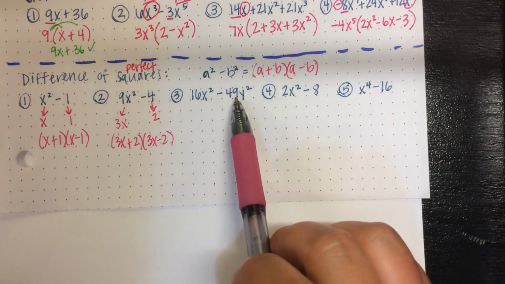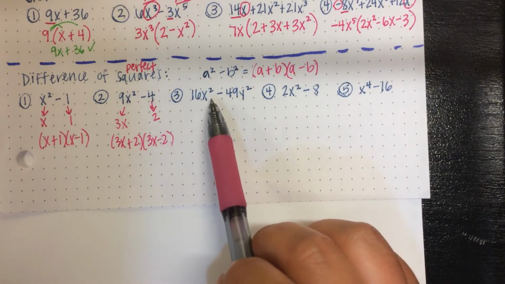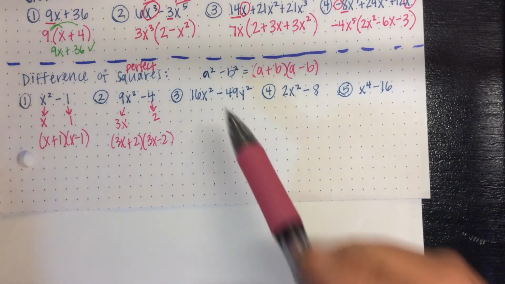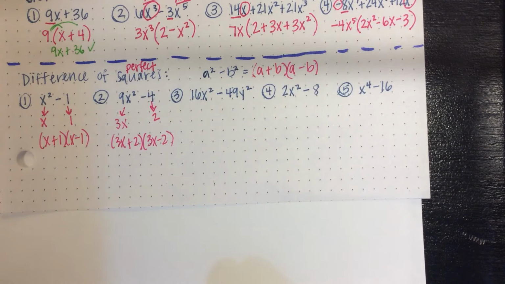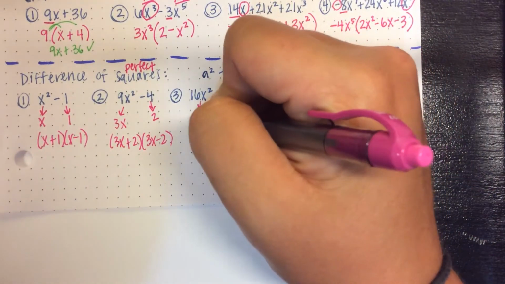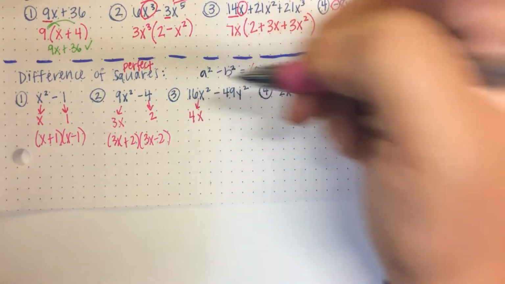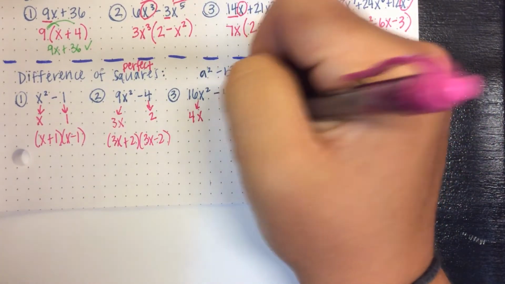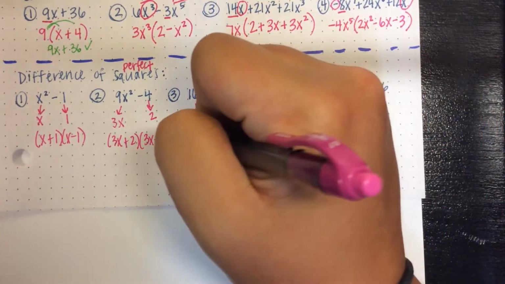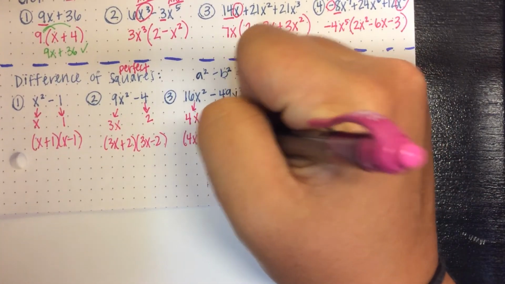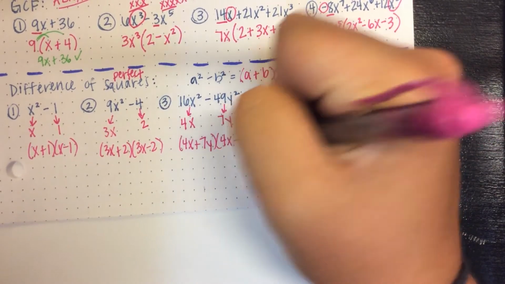Okay. All right, for number 3, we've got subtraction. 16 is a perfect square, 49 is a perfect square, and so is x squared and y squared. Okay, so another thing you can look for with variables and exponents, as long as you have an even exponent, that's going to be a perfect square. So I've got a 2 and a 2, so we're good with our variables. All right, the square root of 16 is 4. Square root of x squared is x. Square root of 49 is 7. Square root of y squared is y. And then we plug in. So I've got a 4x plus 7y and a 4x minus 7y.